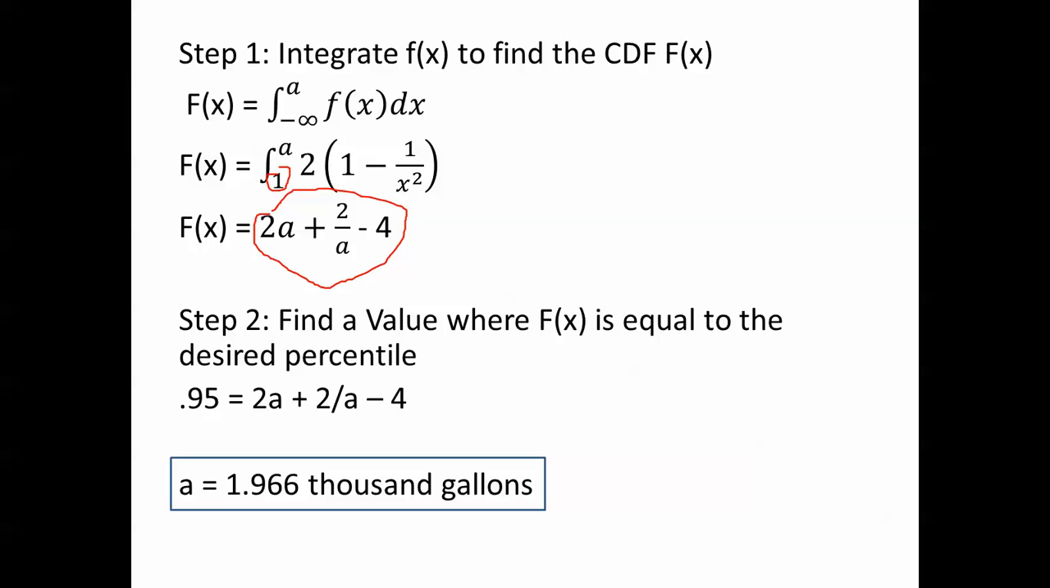Now, if we desire to know what the 80th percentile would be, we would have set our equation here equal to 0.8. Right here, this would be 0.8. And we would have solved for a with this new value.